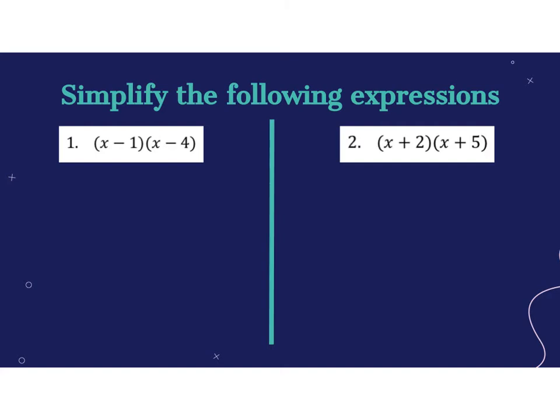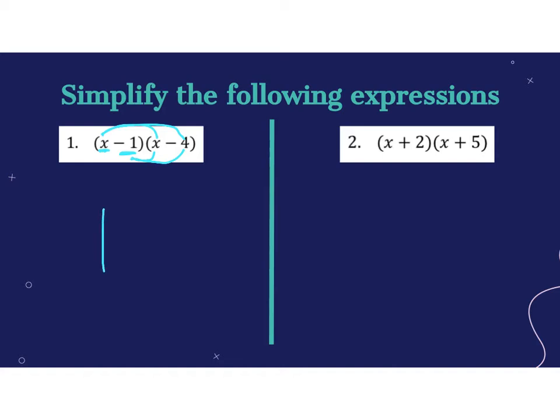In number one, I have the quantity of x minus 1 times the quantity of x minus 4. So really what's happening here is you have two sets of distribution. This first x needs to be multiplied by both terms behind, and this negative 1 also needs to be multiplied by both terms behind. So it's two sets of distribution, which can be kind of tricky. It can be hard to manage all of the terms. So a lot of times we'll set up a box.